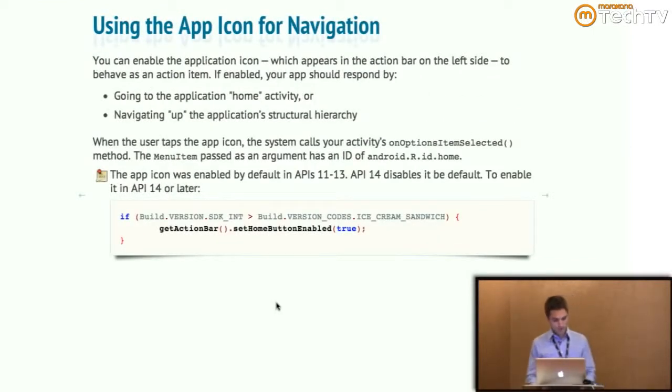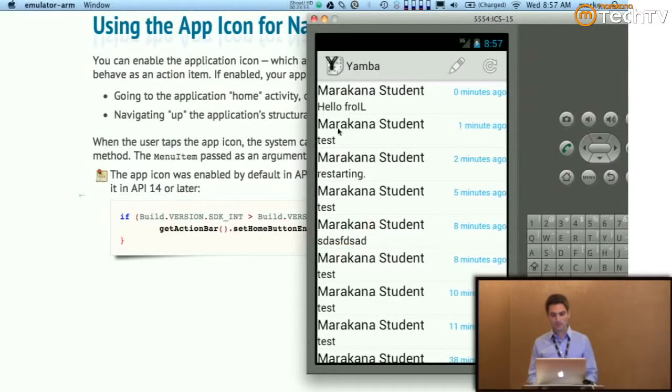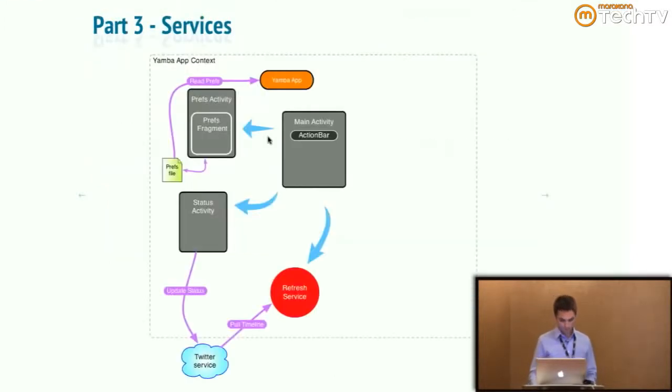You can use the icon also for navigation. So that app icon there could be added as a navigation. In this case, it doesn't do much, but you could use this to mean, for example, clicking here goes to home, or something similar. Just like on a website, clicking on a logo typically takes you to the home page. So you can easily add that feature as well.